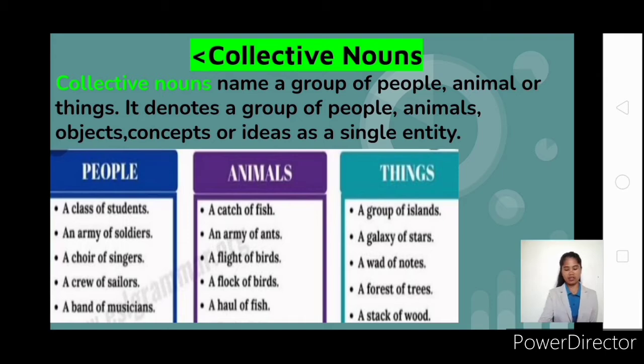So collective nouns are names for a collection or a group of people, animals, things, or any objects.